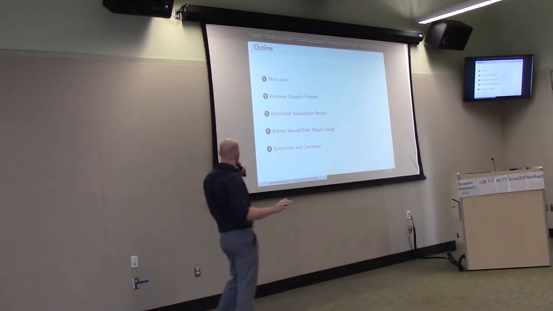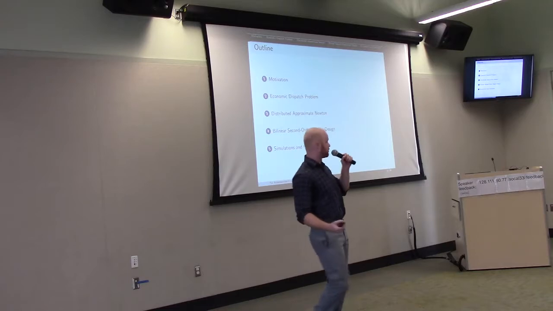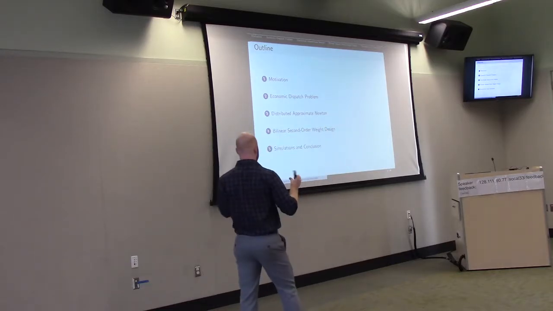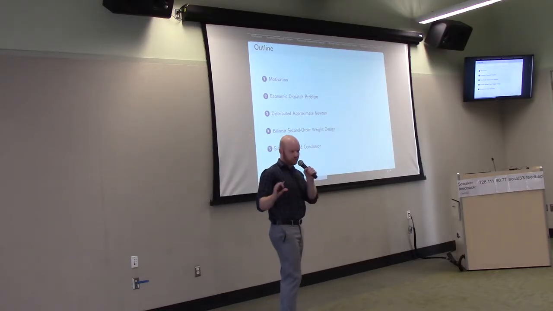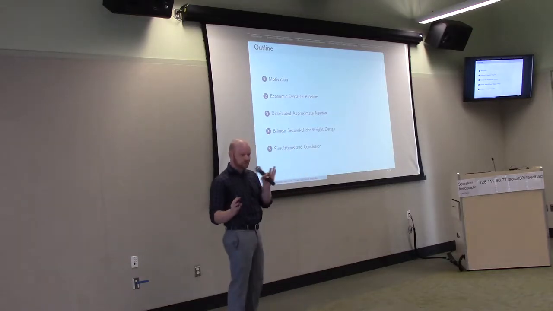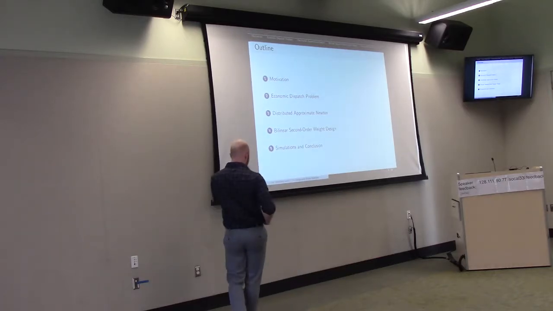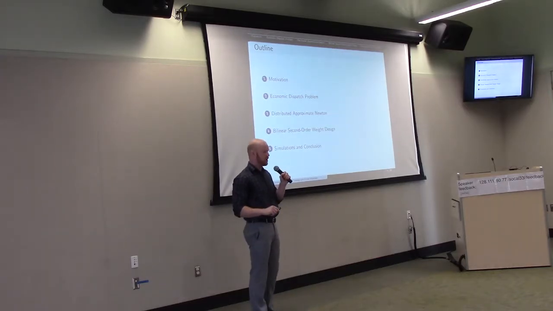This is the structure of the talk today. I'll start out with some quick motivation about the problem and then introduce the economic dispatch problem that we're looking to solve. And then we'll get into this distributed approximate Newton thing. What does that mean? Why is it approximate? How can you distribute it? We'll talk about that.